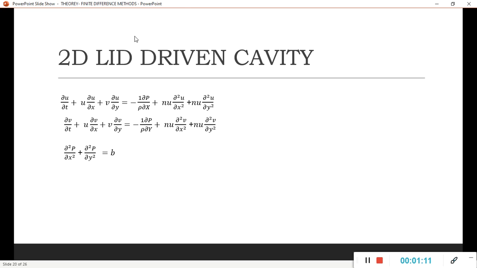One more equation is needed to solve for the lid-driven cavity, which is the Poisson's equation, in which we have a source term, but this source term is more complex than what we did in the last tutorial. So the source term is basically the negative of rho multiplied by the gradient of u with respect to x, plus 2 times the gradient of u with respect to y and the gradient of v with respect to x, and the gradient of v velocity with respect to y itself.